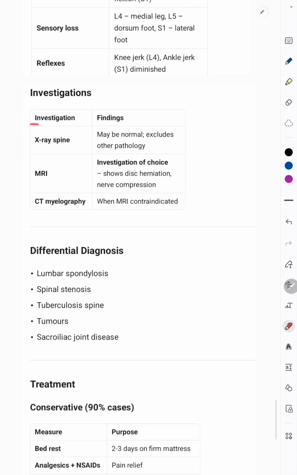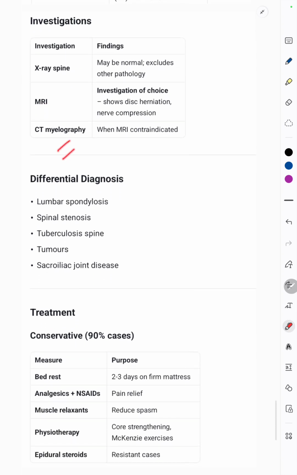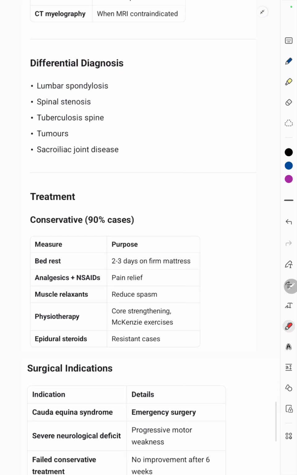X-ray of the spine will be normal. MRI is required, which is the investigation of choice and shows the disc herniation and the nerve compression. CT myelography is done when MRI is contraindicated. Differential diagnosis for this is lumbar spondylosis, spinal stenosis, or the tuberculous spine, TB spine.